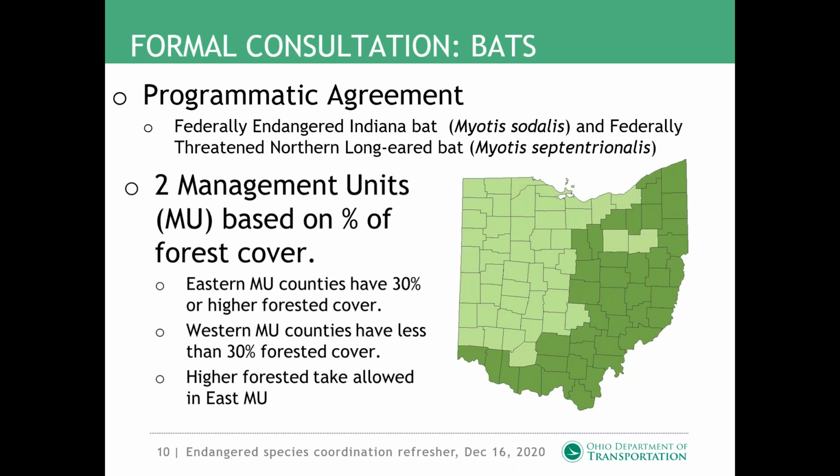Again, it's the fastest coordination out there. The entire state is within the range of the Indiana and Northern long-eared bats, and it's divided into two management sections based on forest cover. The Eastern Management Unit has 30% or higher forested cover, and the Western has less than 30%.